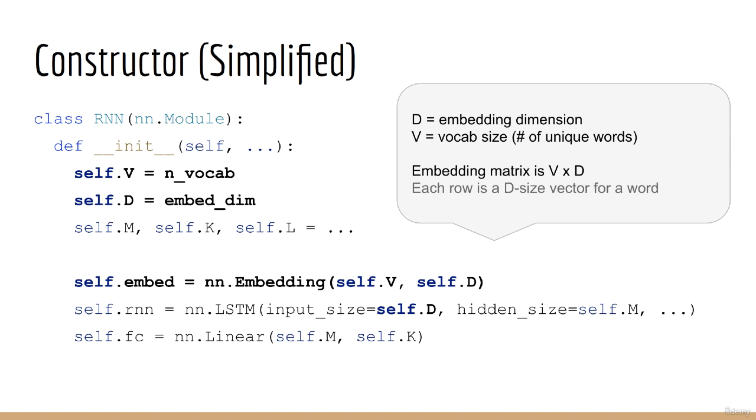So in total, we have 5 different numbers that we pass into the constructor. V, which is the vocabulary size, D, which is the embedding dimension, M, which is the number of hidden units, L, which is the number of hidden layers, and K, which is the number of outputs. Then we instantiate 3 modules: the embedding module, the LSTM module, and the final linear module. We already know how the LSTM and linear layer work, so I assume this requires no further elaboration.